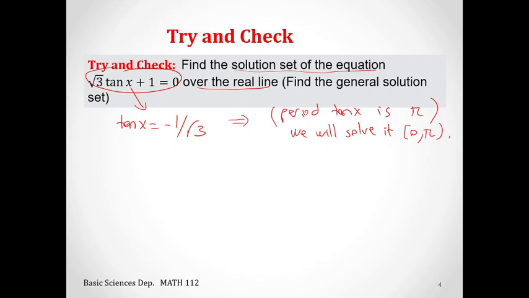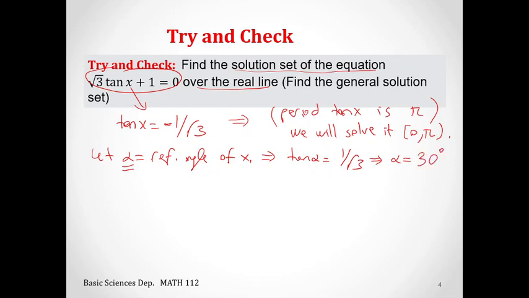Now let's go with the reference angle. Let alpha be the reference angle of x. Now we have tangent alpha is equal to 1 over square root 3. Since it's the reference angle, we do not take the negative here, so it will be positive all the time. Alpha is an acute angle. So what makes tangent alpha equal to 1 over square root 3? It has to be 30 degrees, or you can say it's just pi over 6.